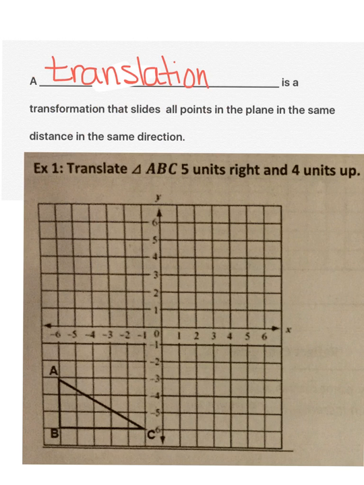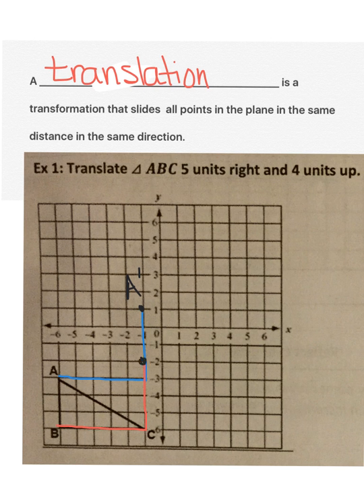A translation is a transformation that slides all points in the plane the same distance in the same direction. Example 1. Translate triangle ABC 5 units right and 4 units up. 1, 2, 3, 4, 5 units right. 1, 2, 3, 4 units up. A prime is right there. B, 5 units to the right, 4 units up.